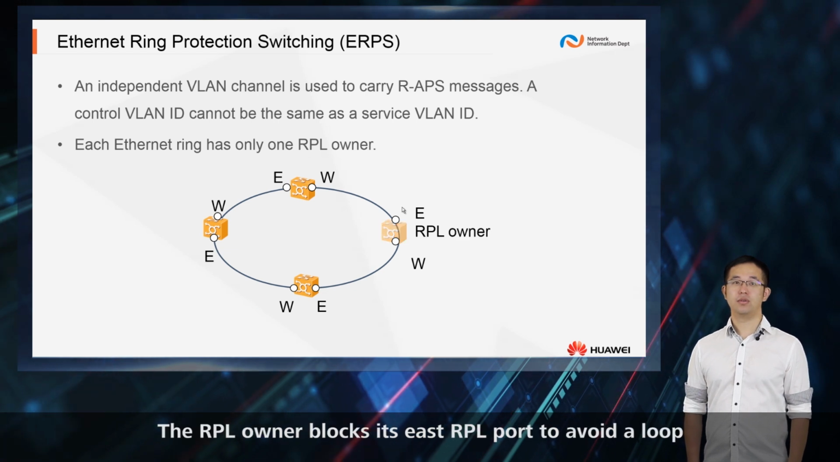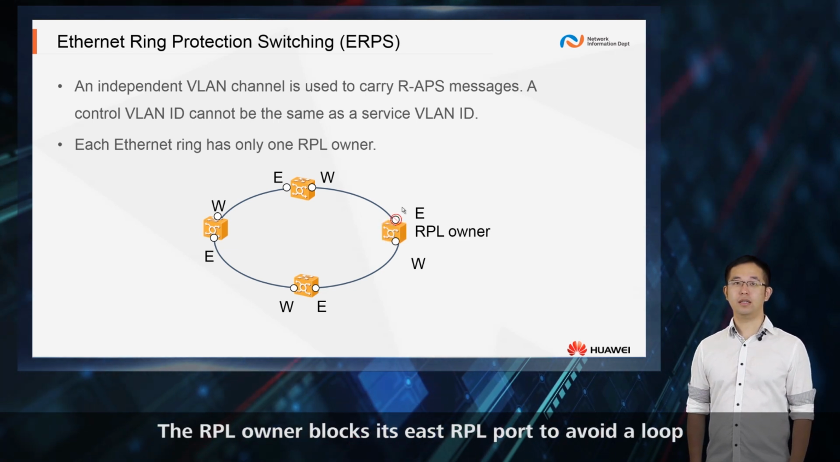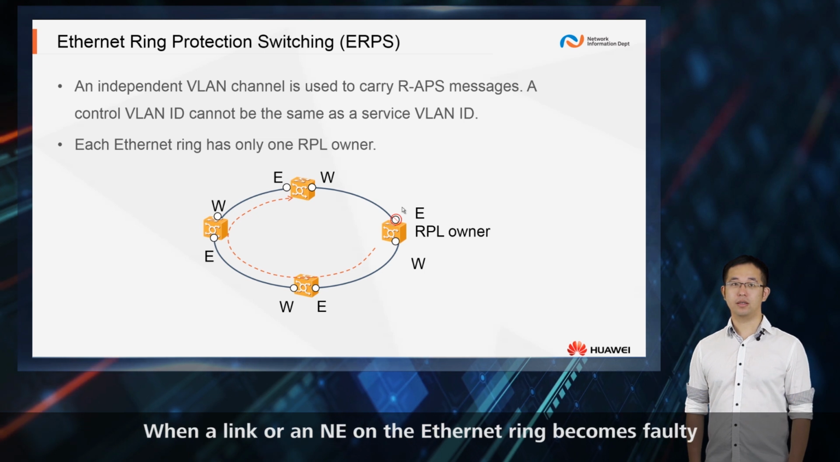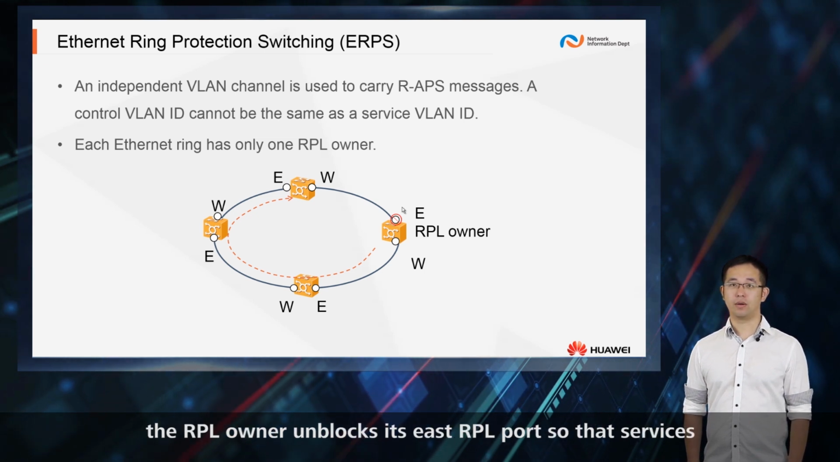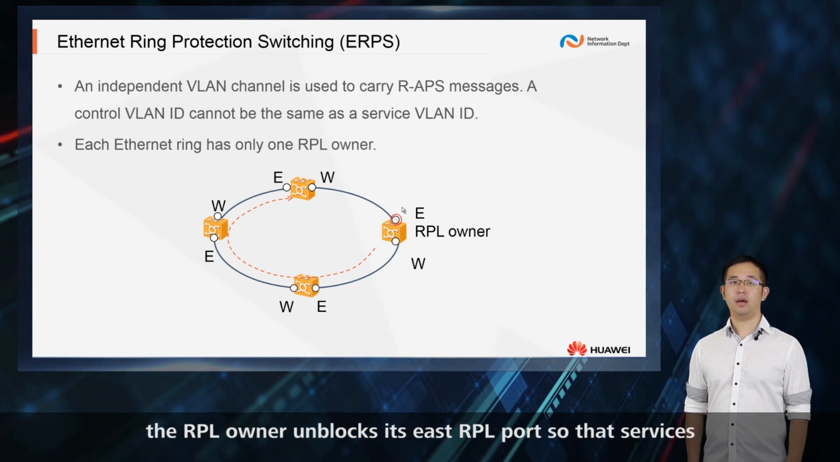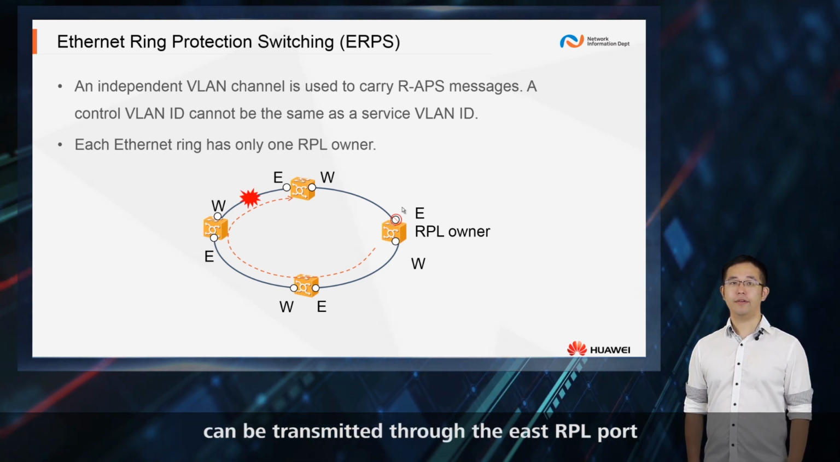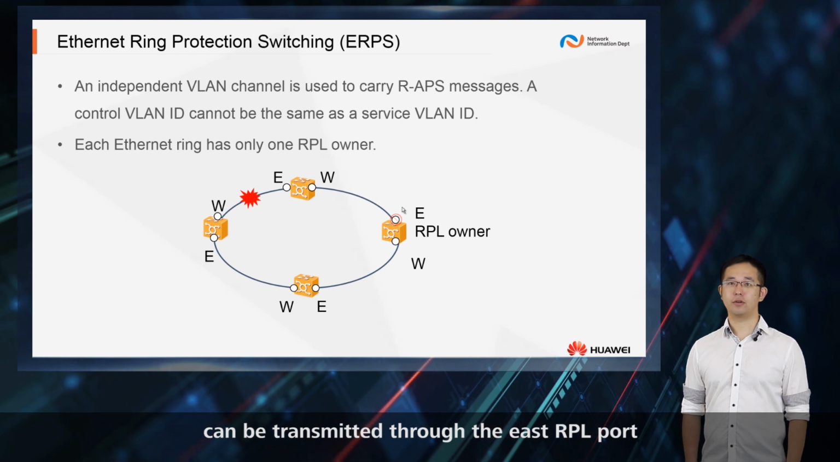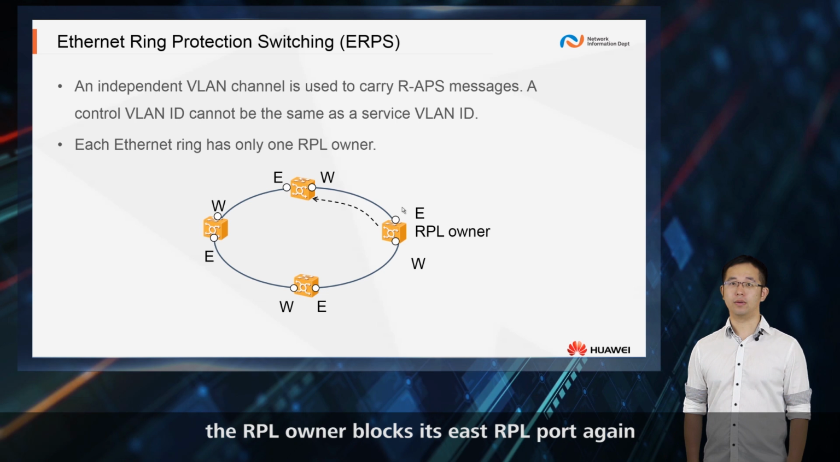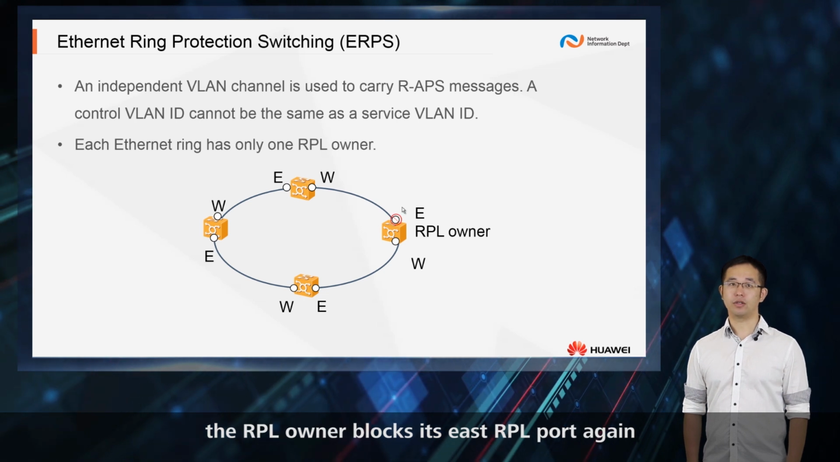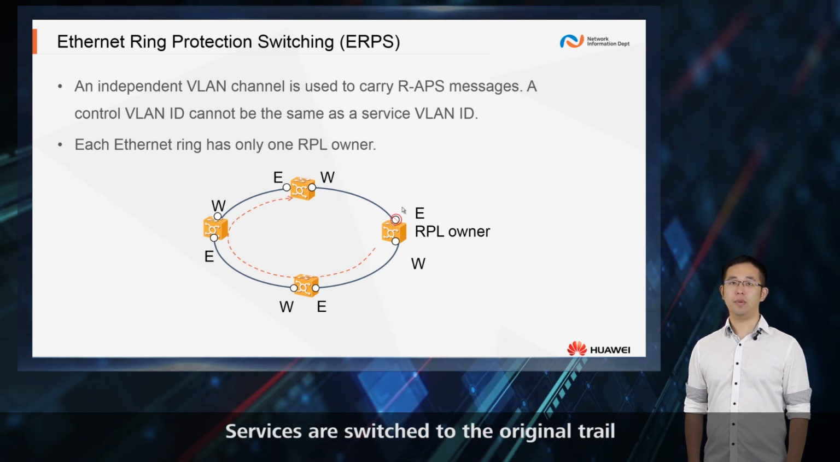The RPL owner blocks its East RPL port to avoid a loop. When a link or an NE on the Ethernet ring becomes faulty, the RPL owner unblocks its East RPL port so that services can be transmitted through the East RPL port. After the link or NE recovers, the RPL owner blocks its East RPL port again. Services are switched to the original trail.